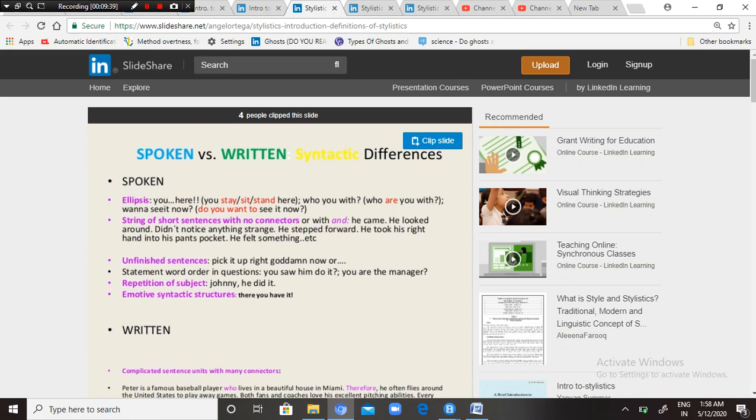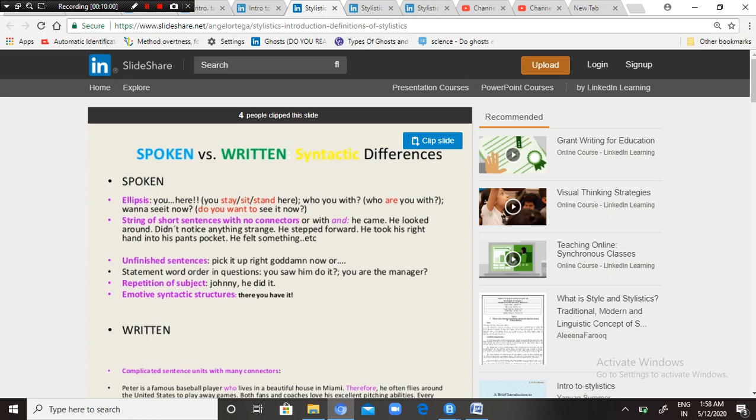A string of short sentences with no contraction or with the end. He came, he looked around, did not notice anything strange. He stepped forward. He put his right hand into a pants pocket. He felt something extra.